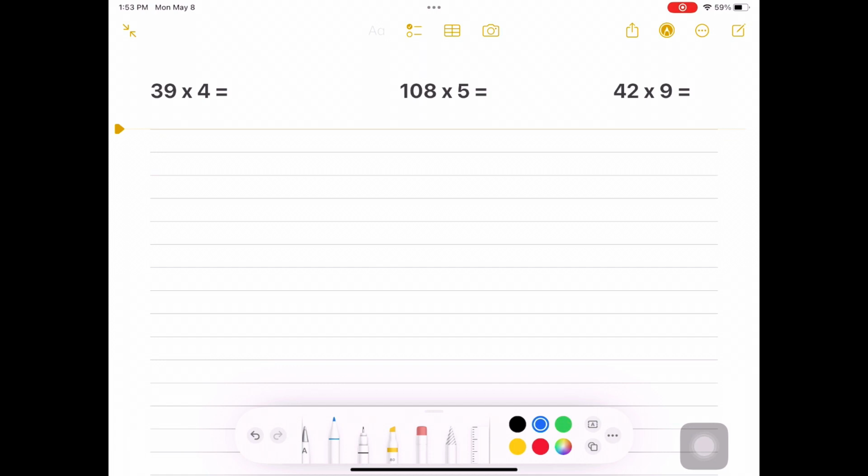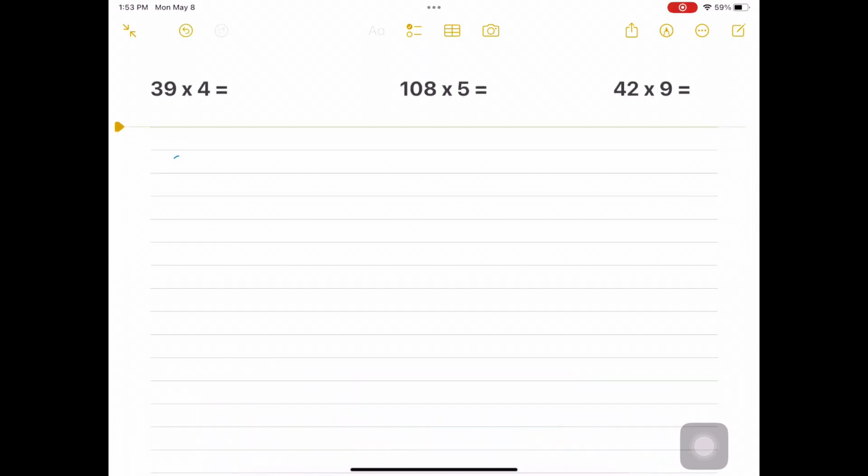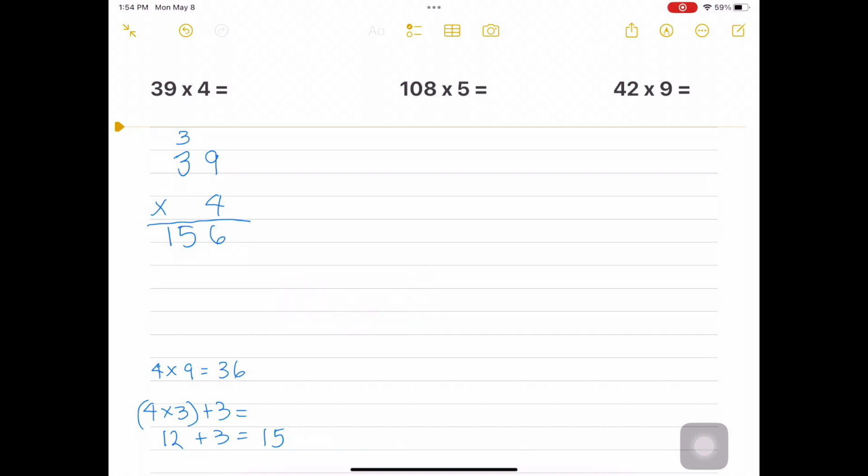Okay, 3 problems. We start with 39 times 4. Write out the numbers, spread out the digits, line up the place values. First, work with the ones. 4 times 9 equals 36. You write down the 6, you carry the 3. Now you multiply by the tens column. 4 times 3, brackets, plus 3. So 4 times 3 equals 12, plus 3 equals 15. Write down 15. 39 times 4 equals 156.